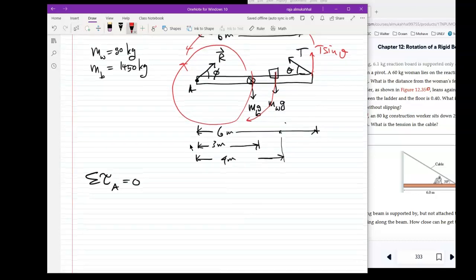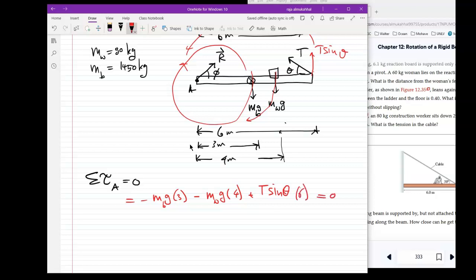Let's do it. So starting with MBG, so that's equal to minus MBG. Watch those minus signs. Again, because it's clockwise. MBG times, how far is it? It's 3. Minus MWG with a minus. How far is it? 4. And minus, plus, plus, that is, T sine theta, or phi, whatever. And how far is it? 6. Equal to 0. There we go. Okay? And I have everything here, as you can see.